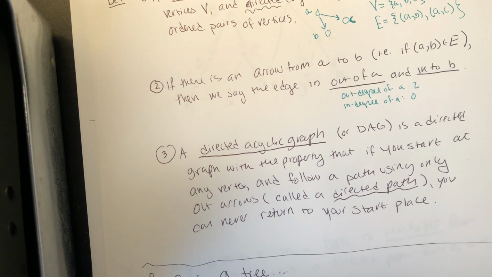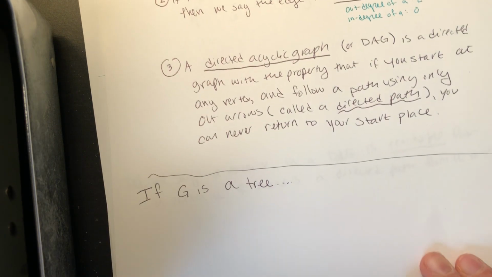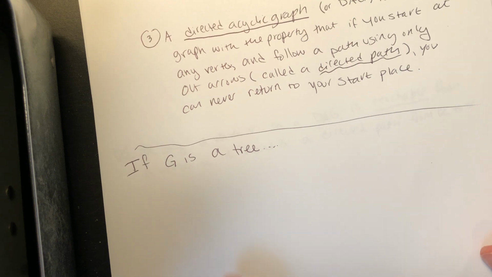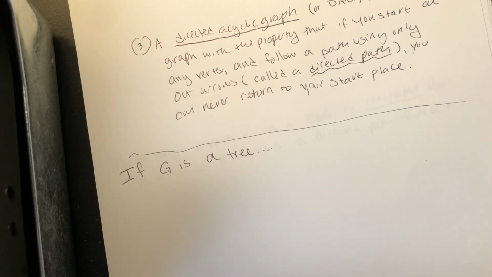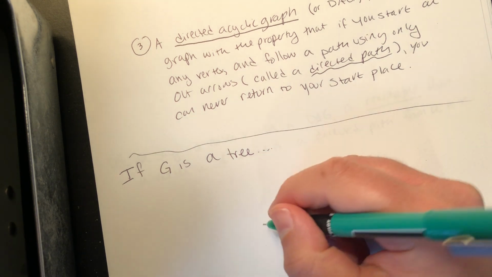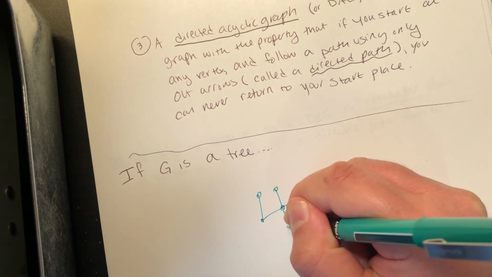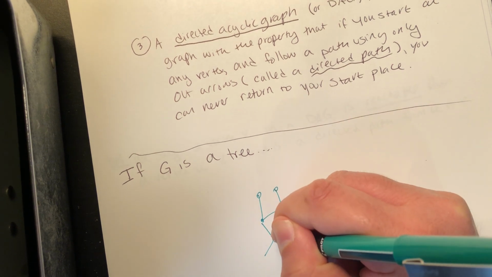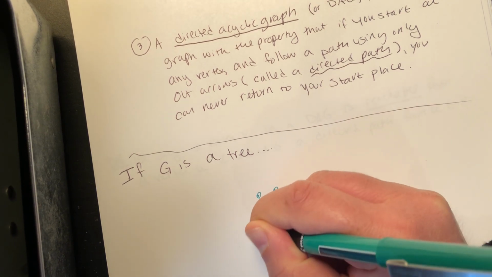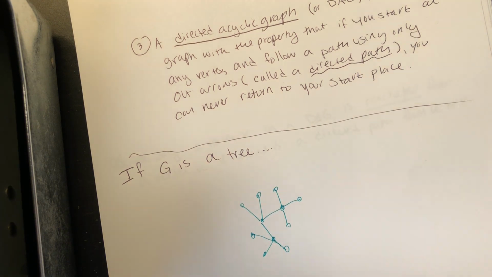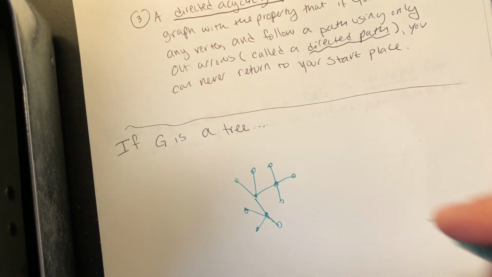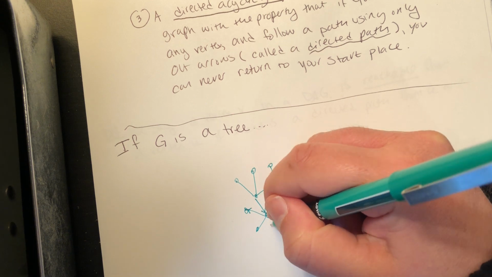Now, if you ignore the direction, if you ignore the arrows on your graph, and it's a tree, then it's definitely going to be a directed acyclic graph. Right, so start with any kind of tree that you like. I don't know, something like this. And then you put any kind of arrows that you want here. Doesn't even matter how you do it.